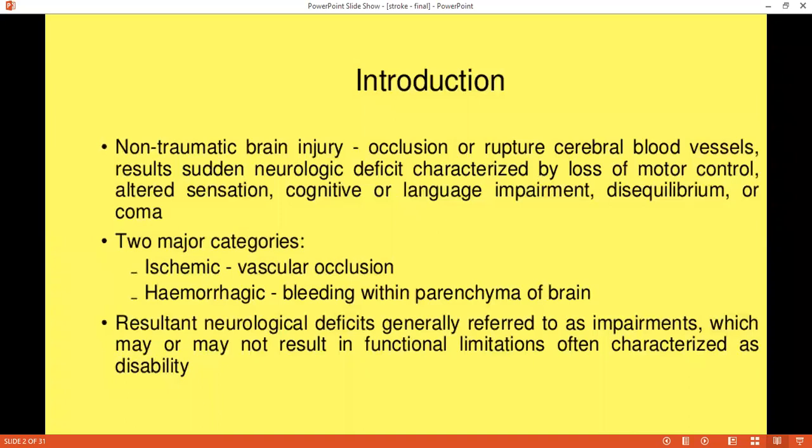Ischemic stroke is handled by the neurologist. For hemorrhagic stroke, a neuro-interventional approach helps, especially by the neurosurgeon, to restore the patient. The resultant neurological deficit generally refers to impairment, which may or may not result in functional limitation, often characterized as disability.